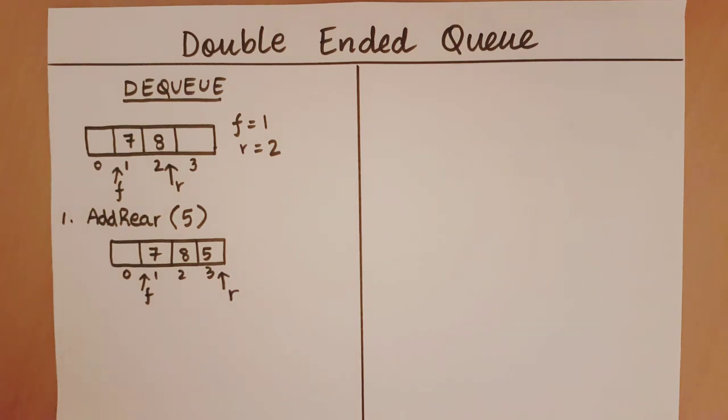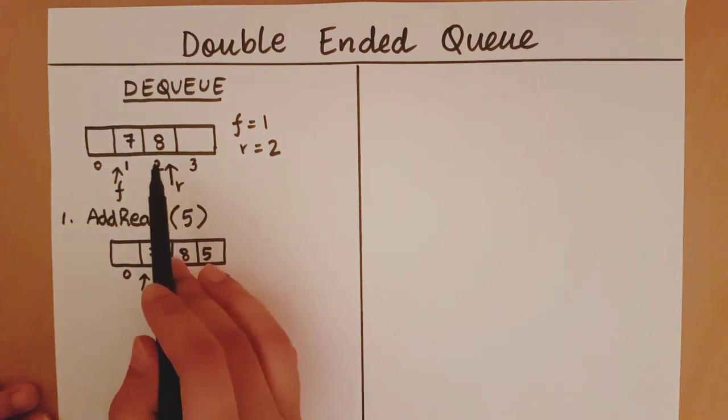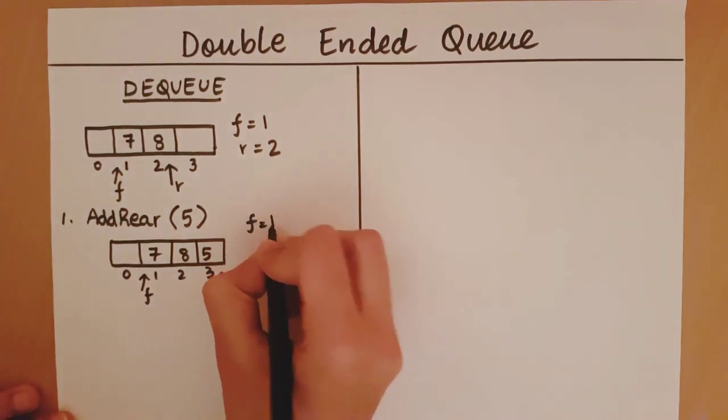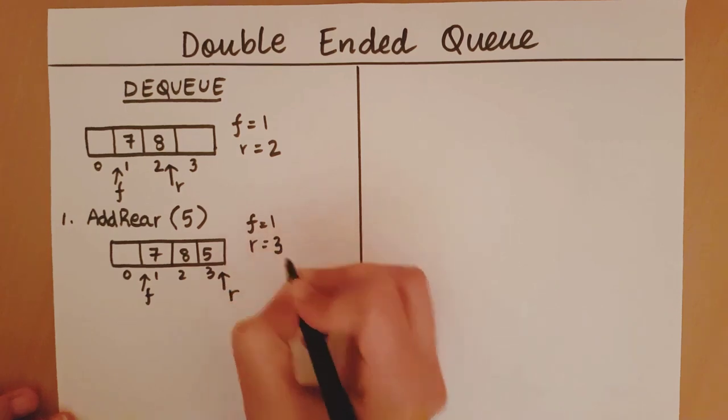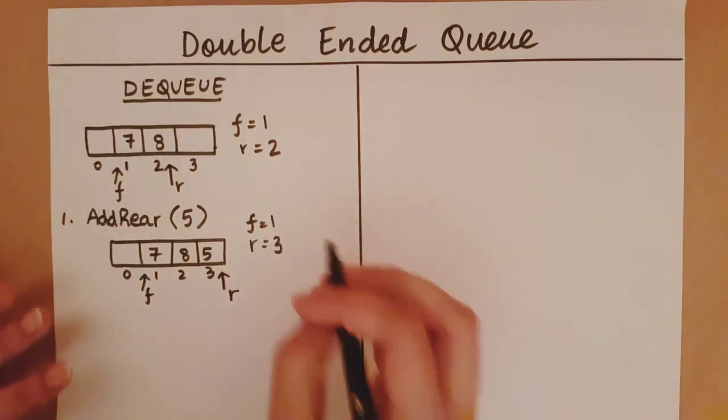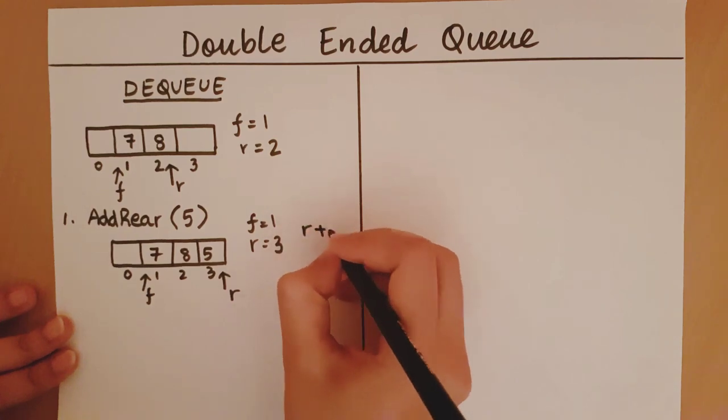So the way to add at the rear is to change the index of the rear from 2 to 3 and then add the element 5 to the index of the rear. So front is equal to 1, rear is equal to 3. So what is the operation that we have done here? We have done rear plus plus.